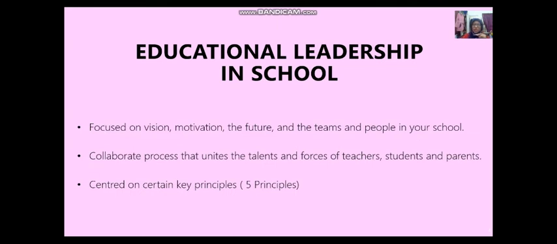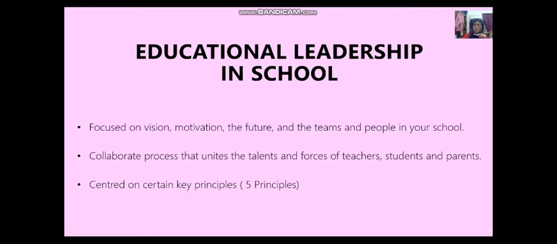Okay. In school, the educational leadership focuses on vision, motivation, future, and the team and people in your school. So it does not focus on other people from the outside, like your makcik or your jiran. No. So it focuses basically within the school. So it's a collaborative process that unites the talent and force of teachers, students and parents. So bakat dan juga kerja keras dari guru, para pelajar dan juga ibu bapa.